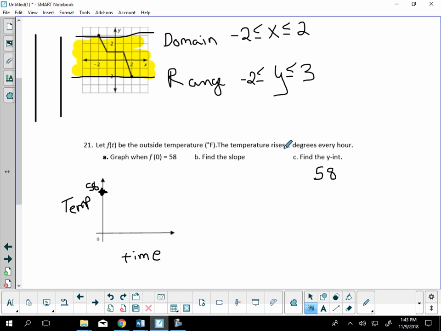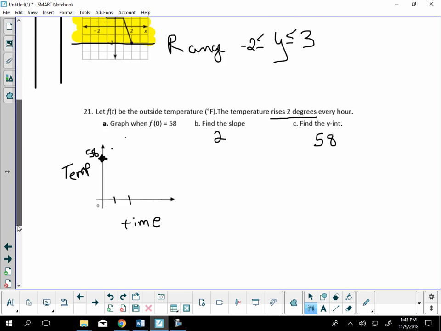Well, then find the slope. They give you the slope right here. It's rising 2 degrees every hour. So at 1 hour, it's going to go up 2 degrees. At 2 hours, it's going to go up another 2 degrees. So my slope is 2. It's going up 2 degrees every hour.